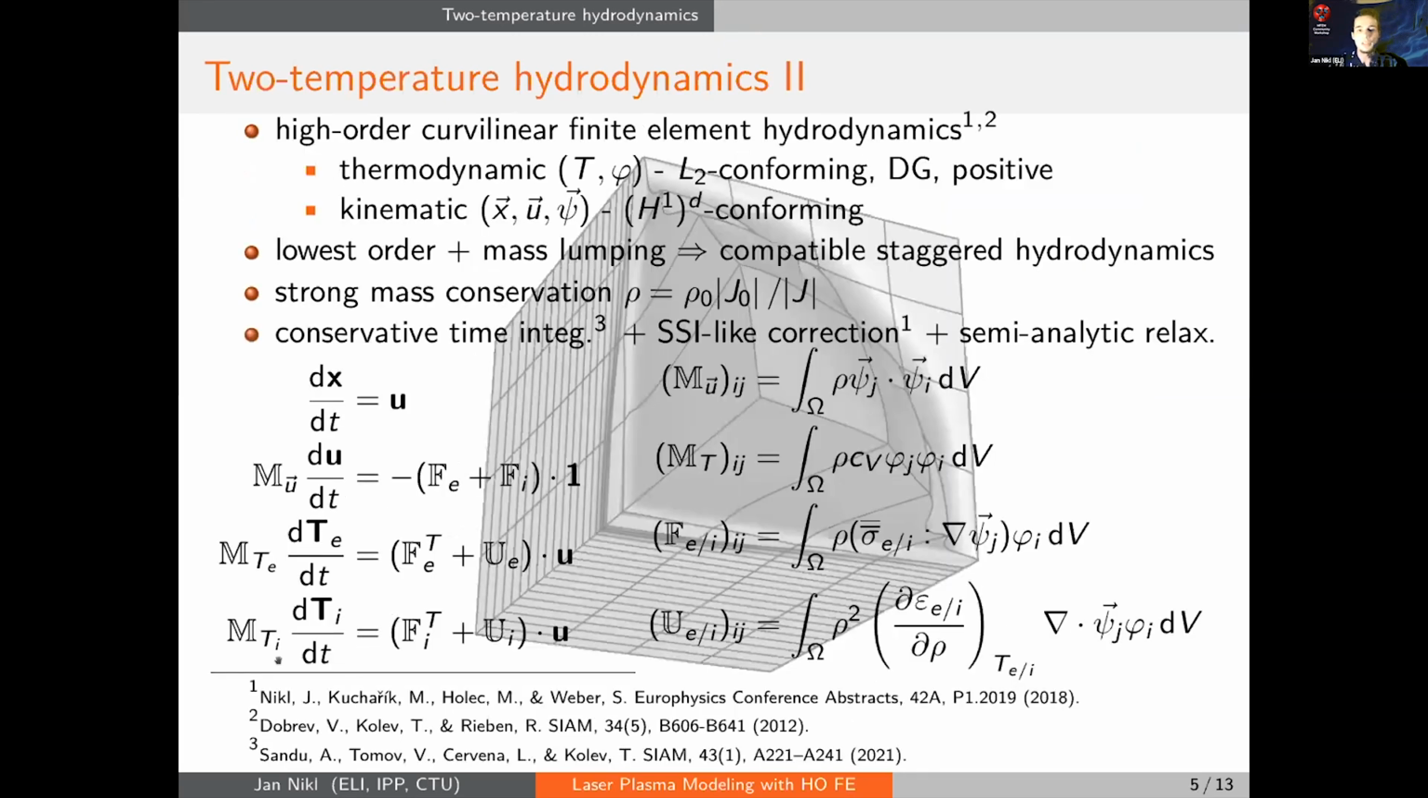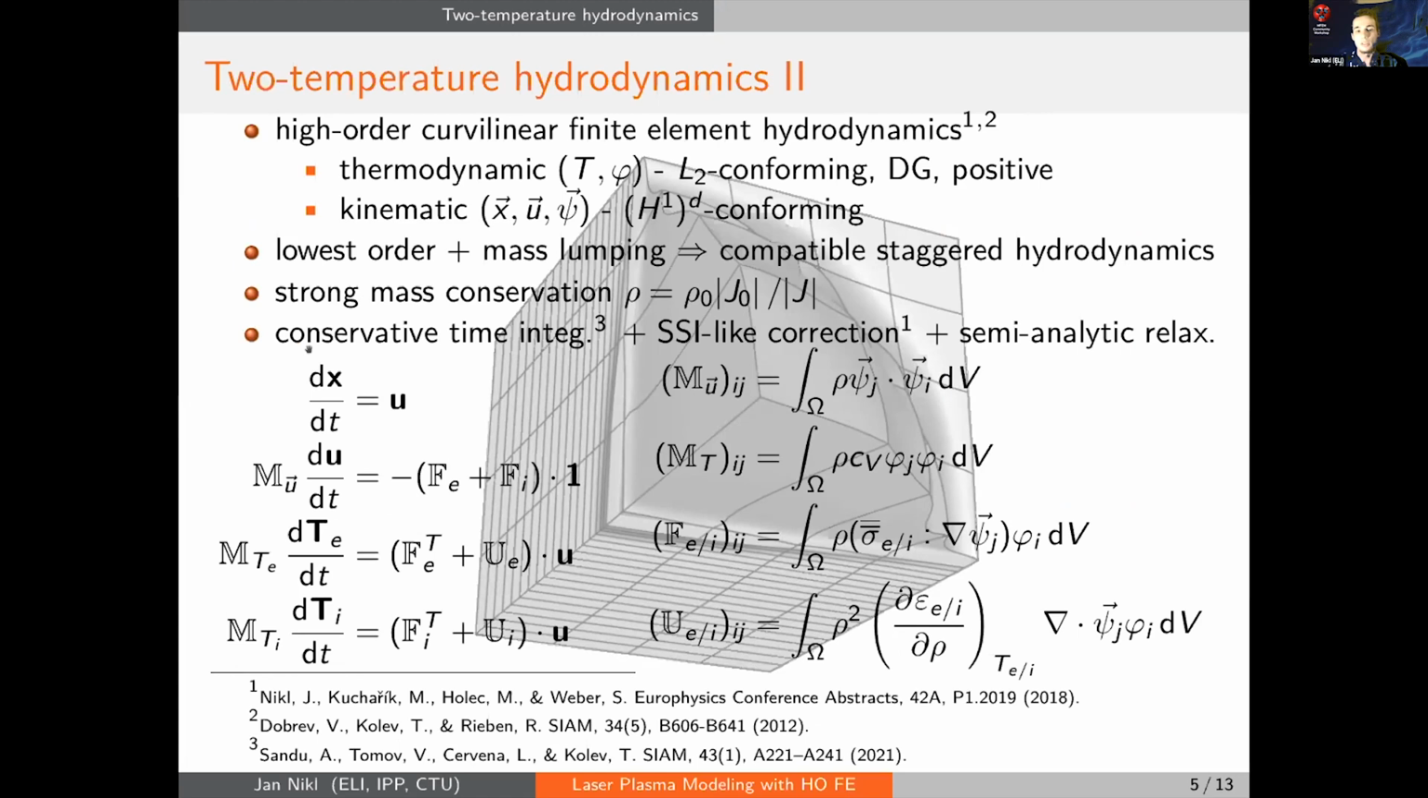And on the numerical side, we employ the high-order curvilinear finite element hydrodynamics that was proposed by Tzanio's group. There are L2 positive elements for the thermodynamic quantities and H1 elements for the kinematic. What's nice, it's compatible with classical staggered hydro, and it conserves mass pretty much everywhere, due to strong mass conservation.